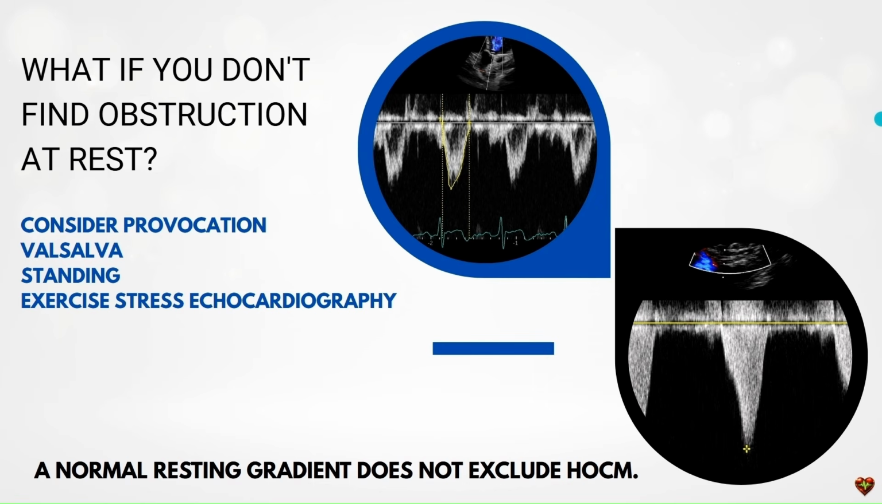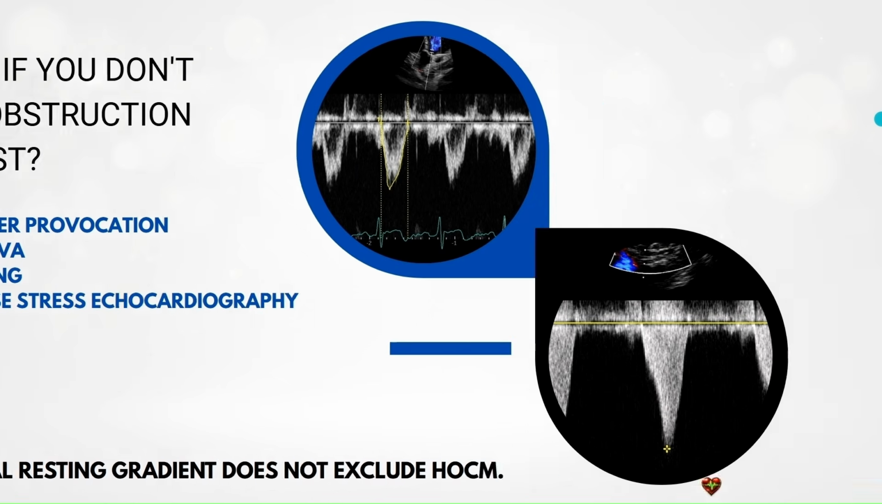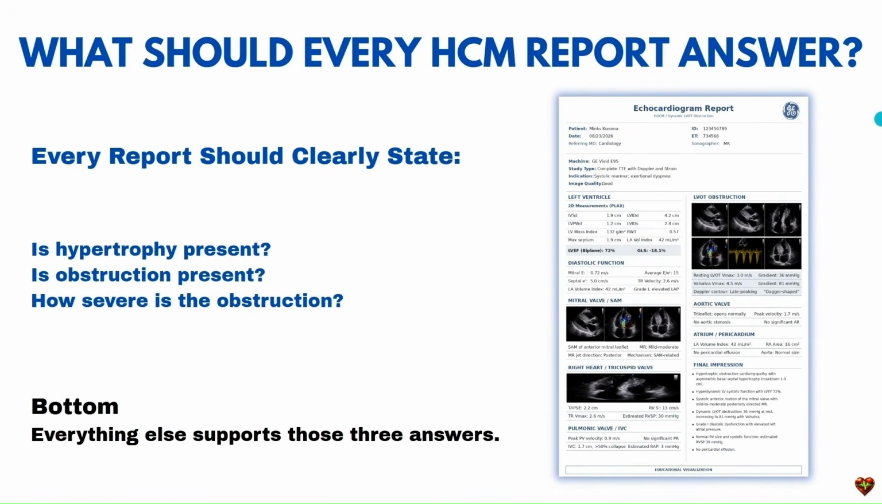Now, let's finish the study. What does the report actually need to communicate? I've found that if your report clearly answers these 3 questions, you've communicated the most clinically important information. 1. Is hypertrophy present? 2. Is obstruction present? And if obstruction is present, how severe is it?